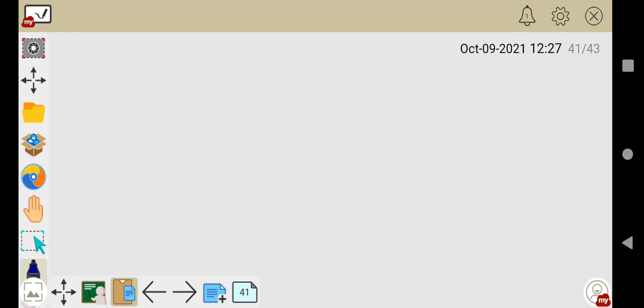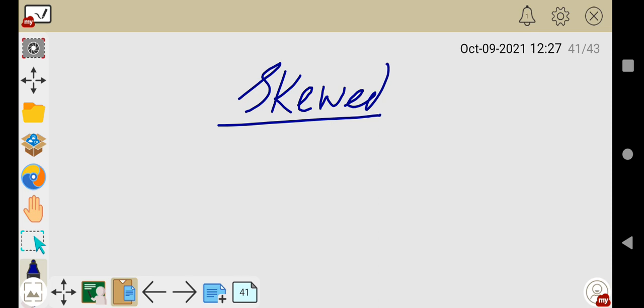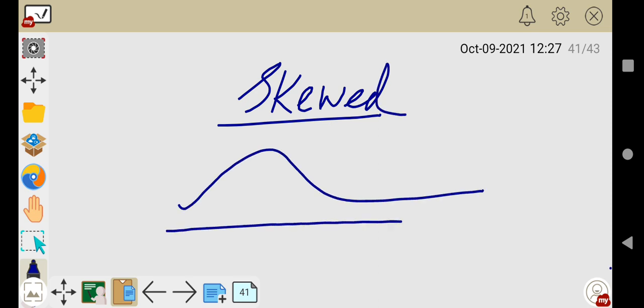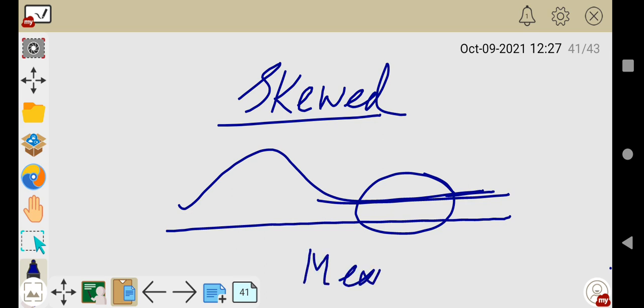Okay. Now next I will be showing a skewed distribution. Skew. So see, I will show one and you can identify the rest. Always follow the tail. This one is the tail. Always follow the tail. First you write mean, then you write median, then you write mode.